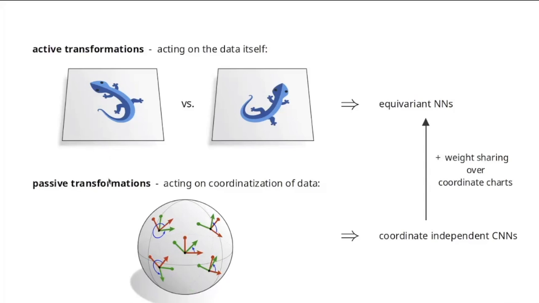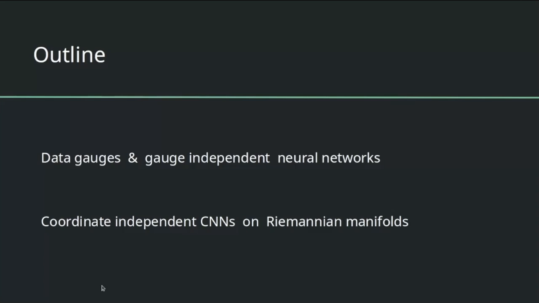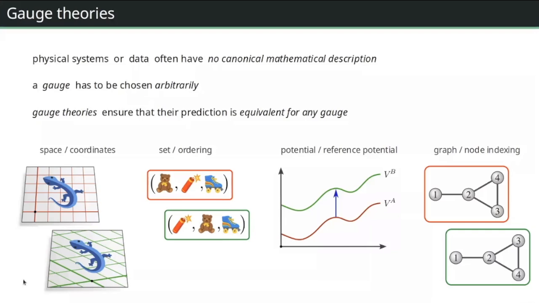If we're on manifolds, we will mostly not look at such charts, but instead we will look at local reference frames and then gauge transformations between local reference frames. I will talk in the second part about these neural networks on manifolds, but this gauge principle is a bit more general, and first I want to motivate that in this more general setting. So what is a gauge theory? A gauge theory is used when you have some physical system or data which you want to describe, but there's no single canonical mathematical description of it.